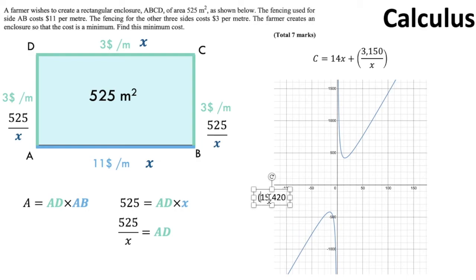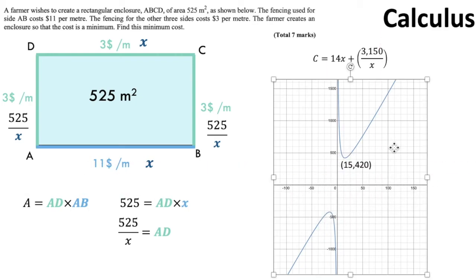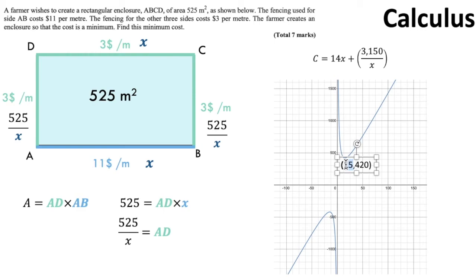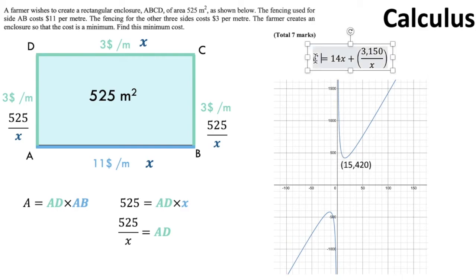So the point is this, 15, 420. Why? This is because the 15 is the x value. So it tells you that the minimum is at 15 right here. And 420 is the y right here, or actually you can call it the cost.